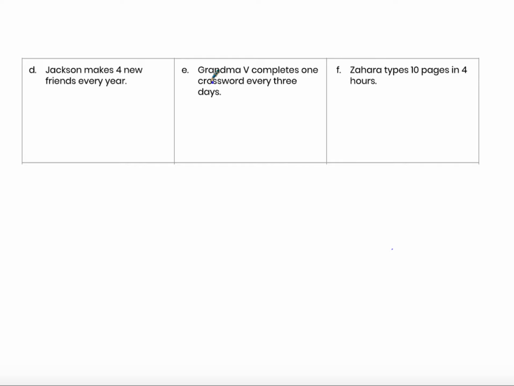All right, Jackson. I wanted to talk about this one because you're going to go ahead and write his rate, 4 friends, 1 year. What do we do to find the unit rate? Well, you've already got it. So hopefully you notice sometimes you're given the rate and the rate is already a unit rate, just like in this case.